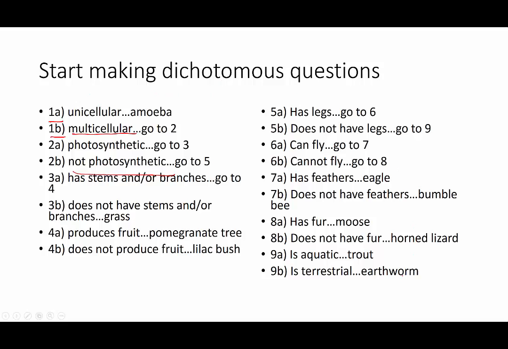So let's double check with earthworm. It's multicellular. We go to 2, not photosynthetic. Go to 5, does not have legs. We go to 9, is terrestrial. So that works. You would do that for each one to make sure that your key works. And so again, as you make this, you may decide you want different organisms or different questions, and that's where a flow chart is useful, as well as having a friend or someone to look over this as well.